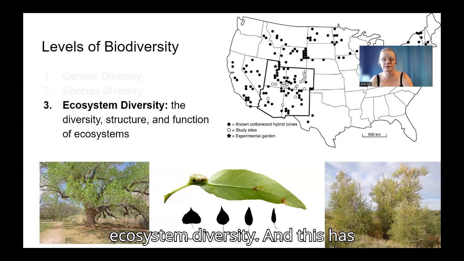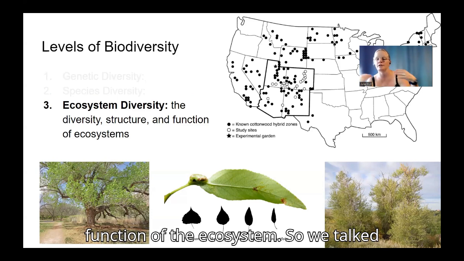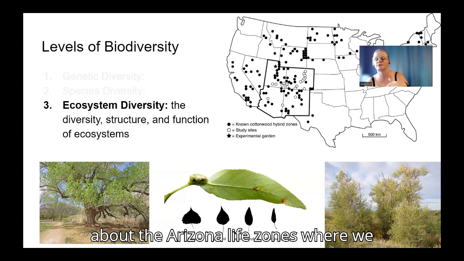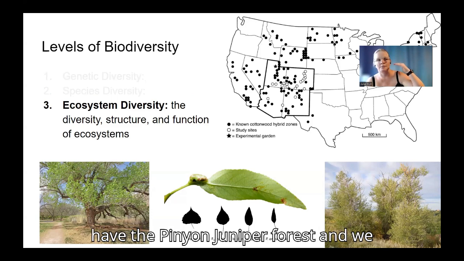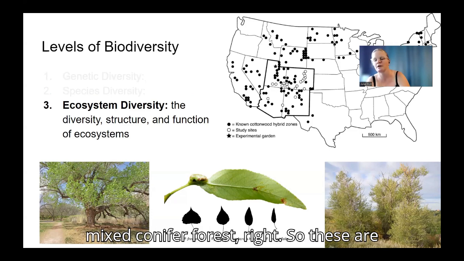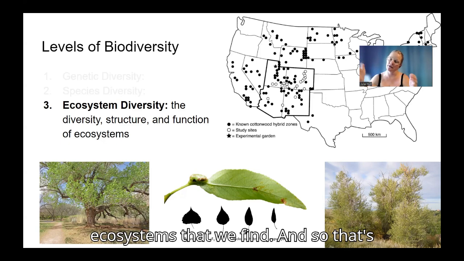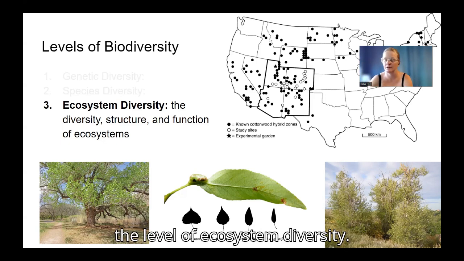We can also have ecosystem diversity, and this contributes to the structure and the function of ecosystems. So we talked about the Arizona life zones, where we have the pinyon juniper forest, the ponderosa forest, the Doug fir forest, and then the mixed conifer forest, right? So these are all different types of ecosystems that we find, and that's a level of ecosystem diversity.